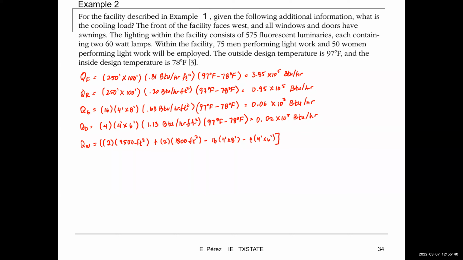All that multiplied by the coefficient for the walls, which is 0.39 BTUs an hour per square foot. And then the temperature difference, which is not changing, so 97 Fahrenheit minus 78 Fahrenheit. This is equal to 0.88 times 10 to the 5 BTUs an hour.